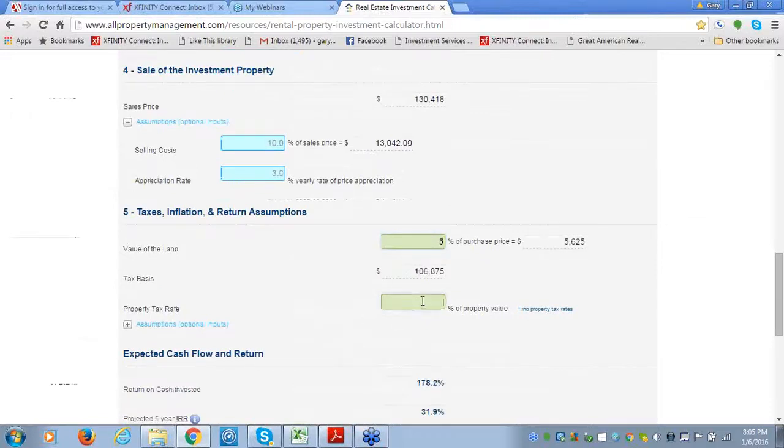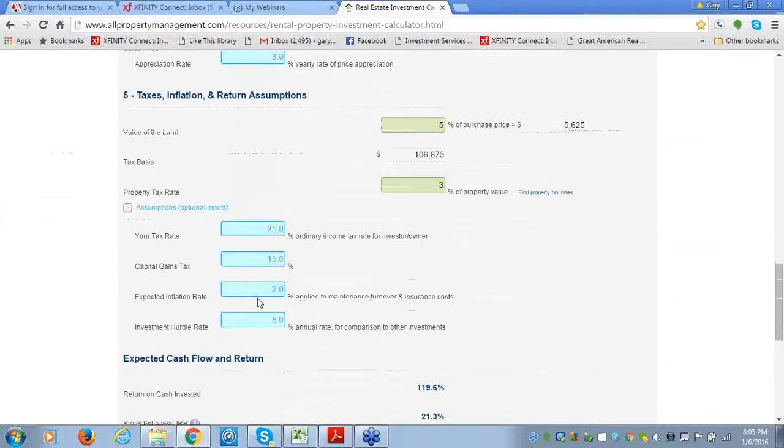Property tax rate, let's call that 3%. Let's look at some other assumptions here. Your tax rate, let's leave it 25%. Annual capital gains 15%. Inflation, let's leave it 2. Investment hurdle rate is compared to other investments like stocks, bonds, mutual funds, what have you. What's the hurdle you have to get over to make this a decent investment? We're going to assume you can make 8% elsewhere.